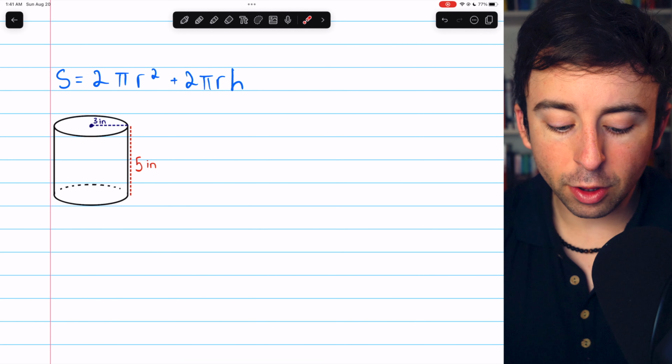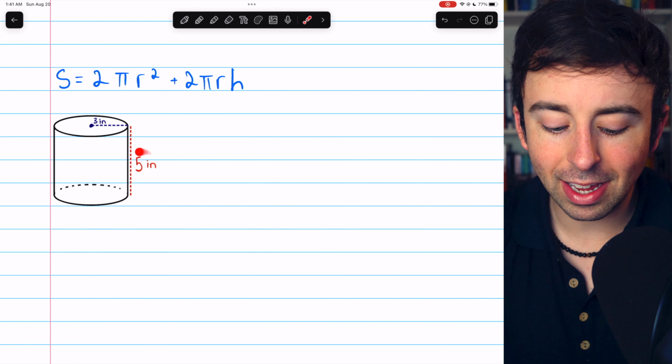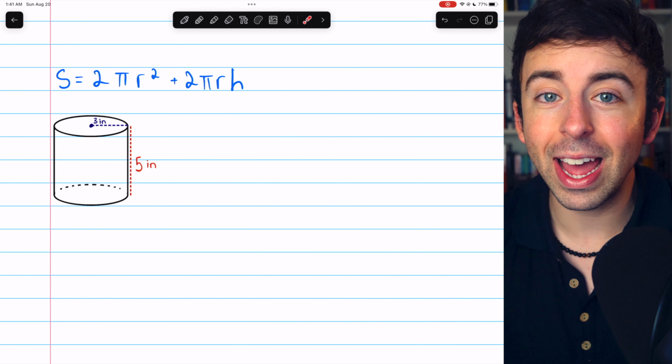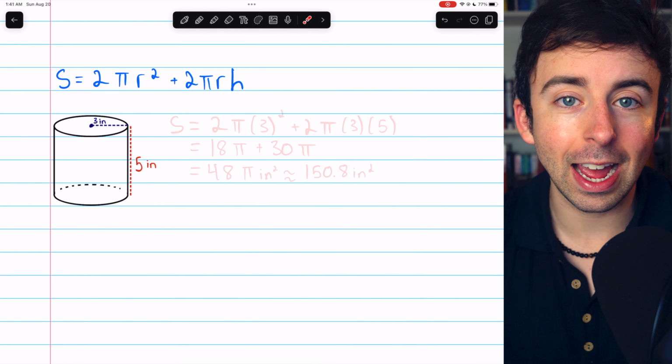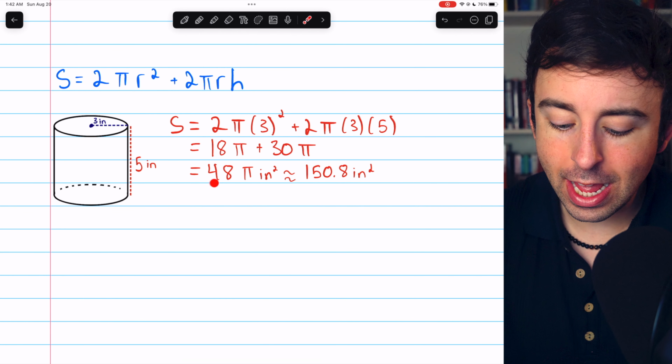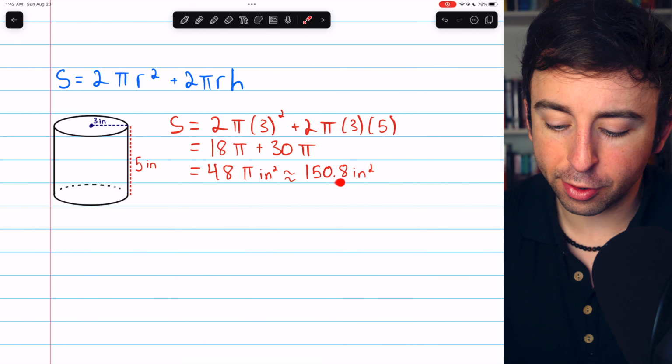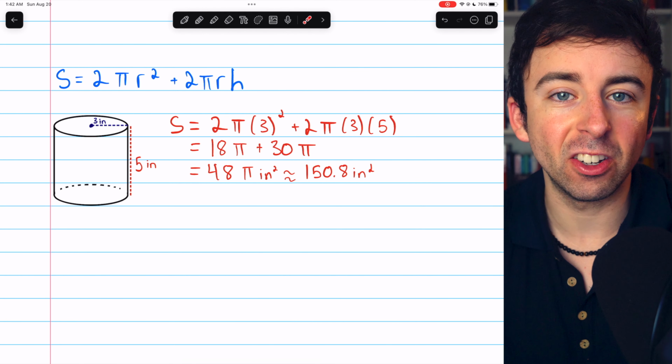Here's one more example to try on your own, and the surface area formula for reference if you need it. The radius of this cylinder is 3 inches, and the height is 5 inches, so go ahead and try to calculate the surface area. I'll put the solution on screen now. And there it is. I got 48 pi inches squared, or approximately 150.8 inches squared.